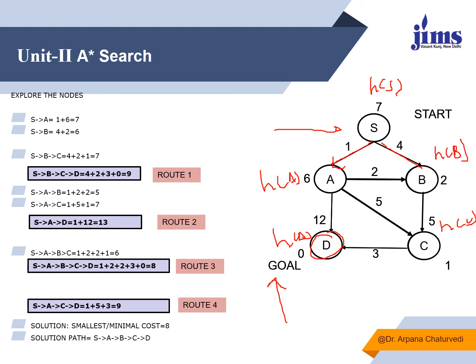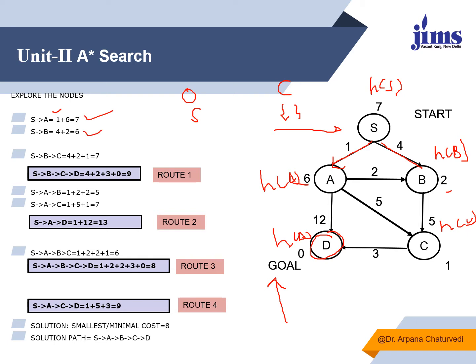We start from S, we explore. In the open list, first of all, we will keep S. Then we explore. So when we explore, in the closed list, earlier nothing was there. When we explore S, two nodes are there, S to A. S to A, the cost is 1 plus the heuristic of A, which is 6. 1 plus 6, 7. Now S to B, the path is 4 and the heuristic is 2. So S to B is 6.